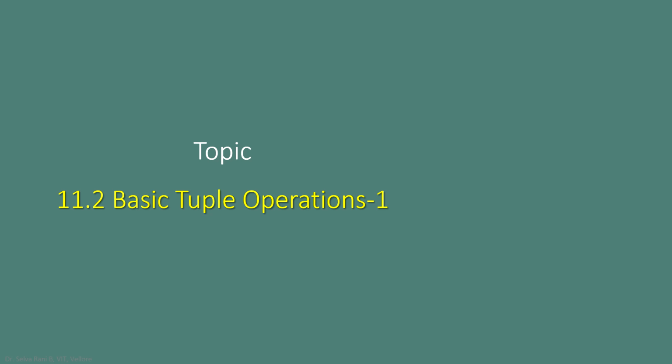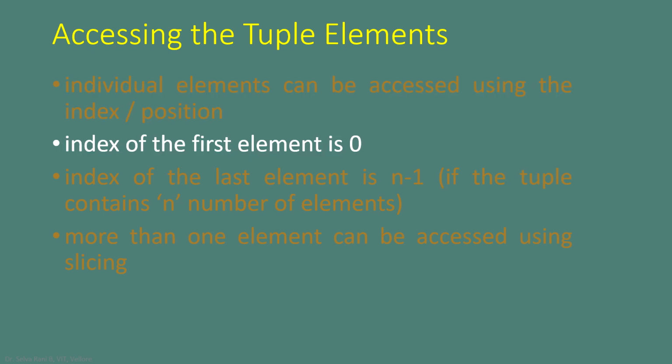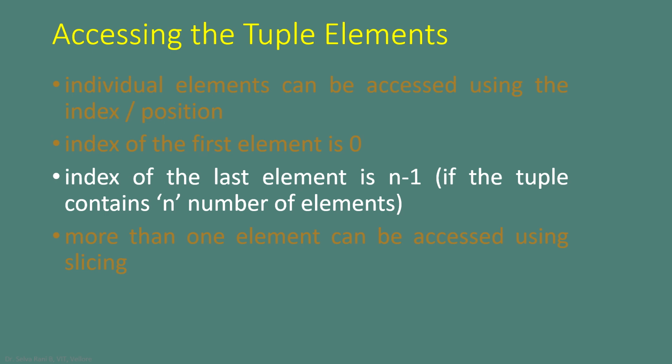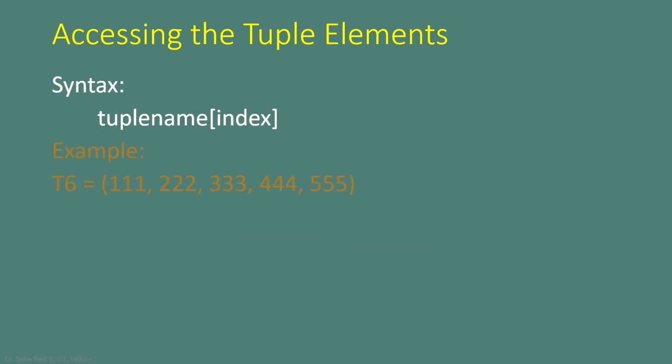In this session, let's learn about some operations with tuples. Let's see how to access the elements from a tuple. Individual elements can be accessed using the index or position of that particular element. Similar to list, similar to string, the index of the first element is 0 in tuples. The index of the last element is n minus 1 if the tuple contains n number of elements. More than one element can be accessed using slicing.